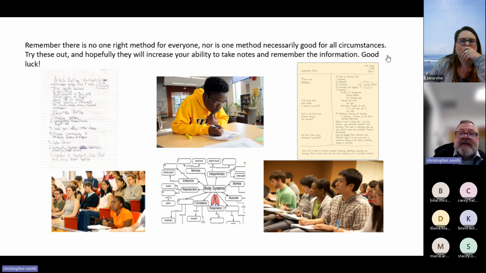Hopefully they will increase your ability to take notes and remember the information. I'm wishing you good luck in all of that. And that is our presentation. Does anybody have any questions they would like to ask?